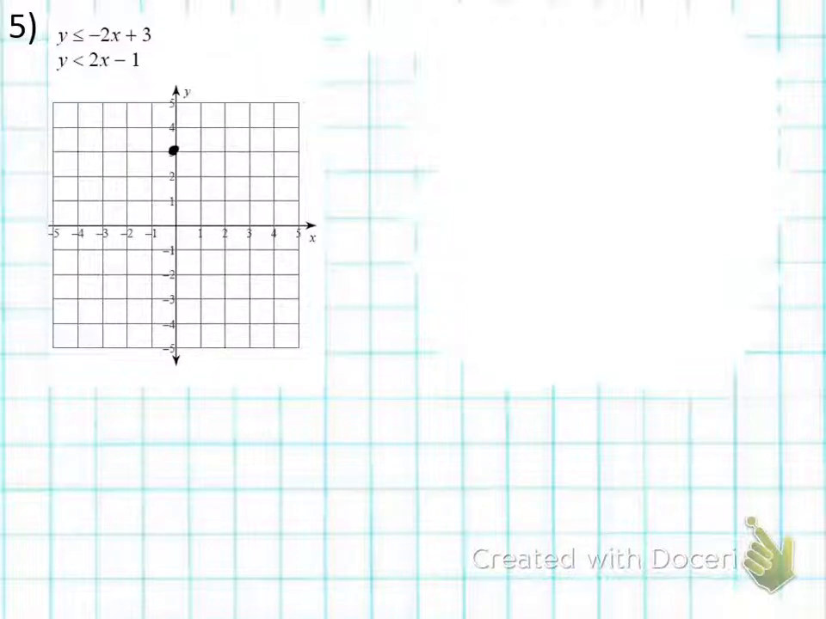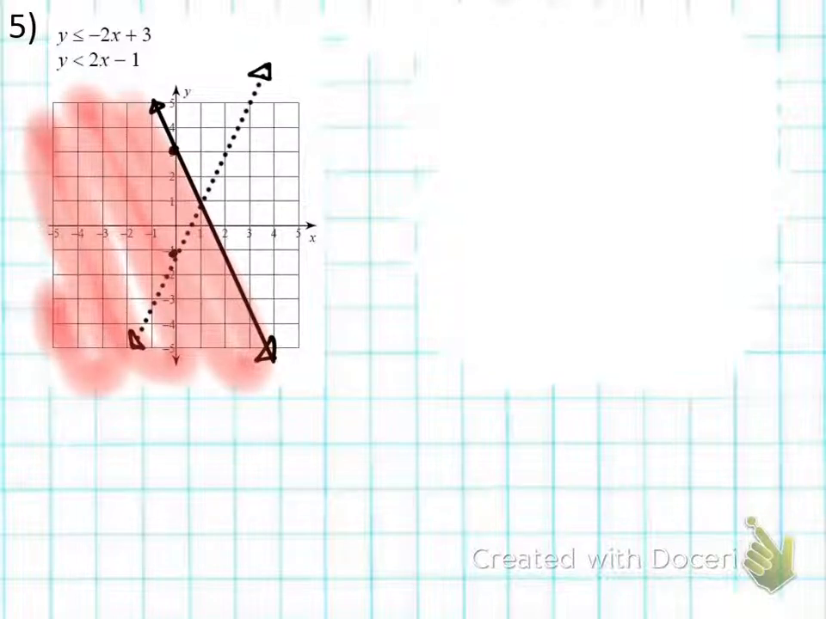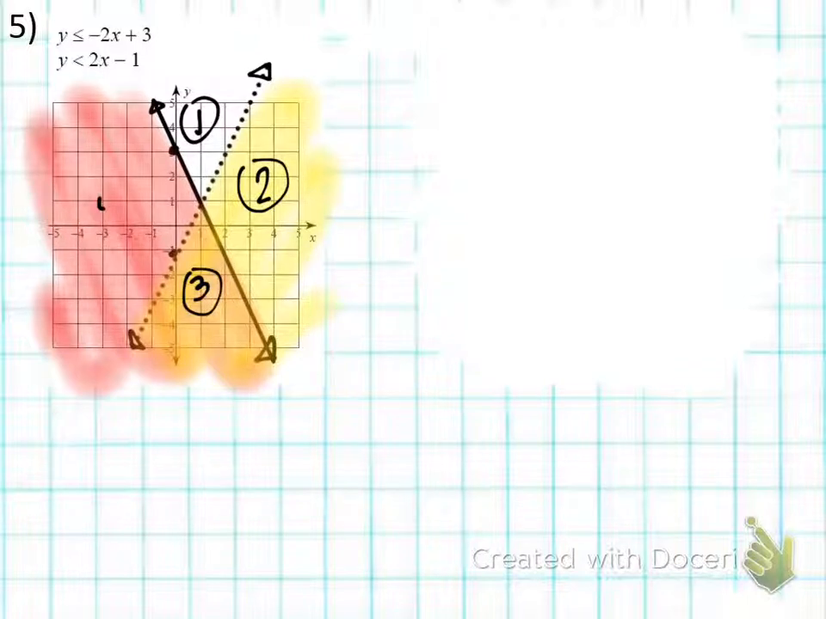This one you should have a y-intercept of 3, slope of negative 2 over 1, so you should have a graph that looks like that. And it's solid. And it's shaded underneath, right? The other one's going to look like that with shading underneath as well, but it's a dotted line. Okay, and of course we have our regions. What region are the answers in?